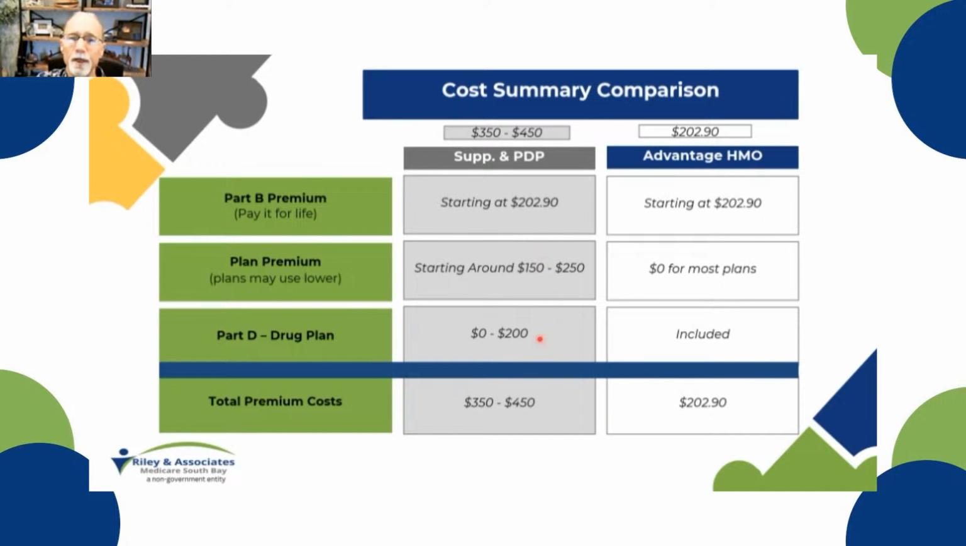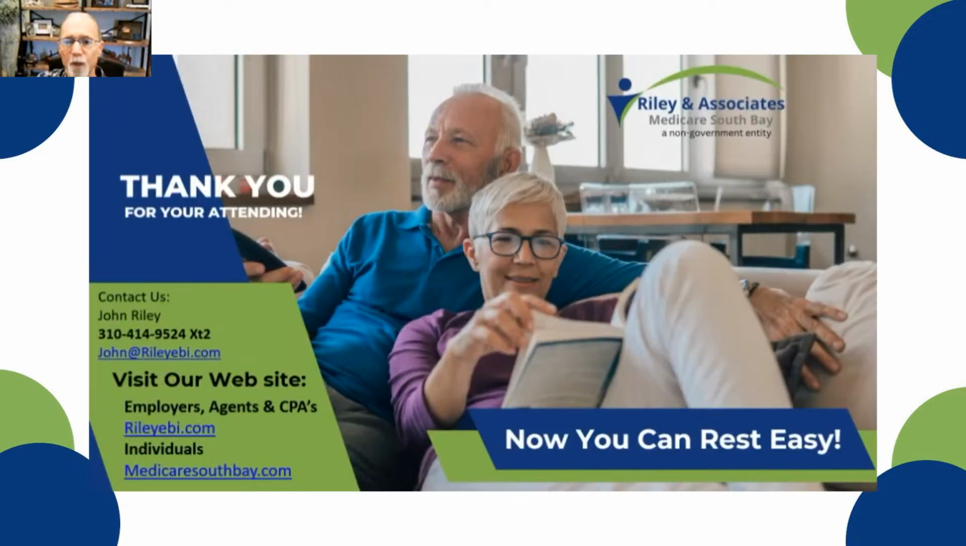The other option is your Advantage HMO called Part C, and you're still going to pay your Part B premium of $200 and $290. Everyone pays that. You pay that for life, but at least here in California, generally you don't have a premium that you pay for the plan. It's going to cover all your out-of-pocket costs, just like your supplemental, and your Part D drug plan is included. So your only cost here is $200 and $290, and it's going to cover extra benefits that you don't have to purchase additionally, like dental and vision. And usually both plans come with gym membership, which is kind of sweet.